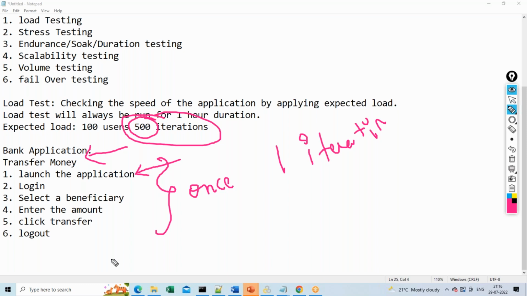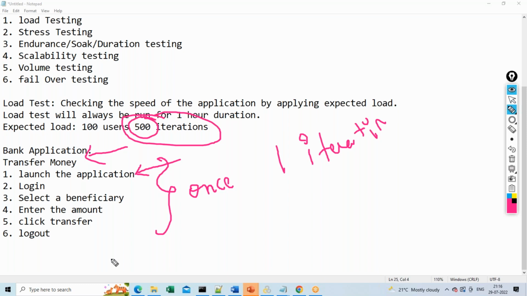Here, if they give it to you like this, some of you might think, hey sir, one user 500 iterations. No, all 100 users together have to achieve 500 iterations. That means 100 users together should run 500 iterations in the 1 hour duration. So that is the target generally they give to us. Who is giving you this target? The client is giving you this target.